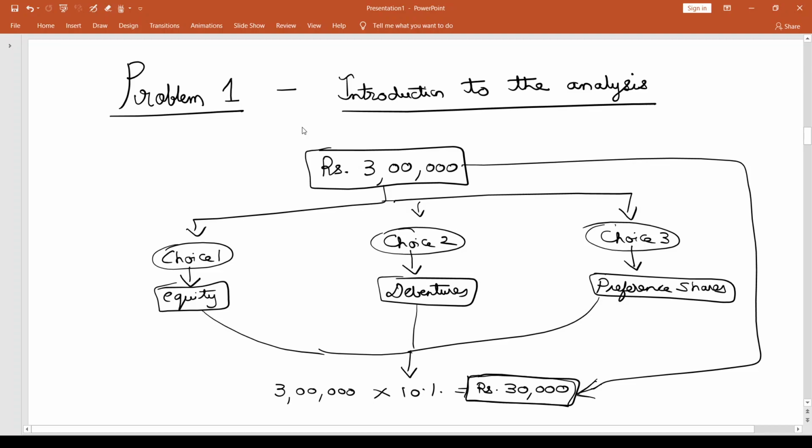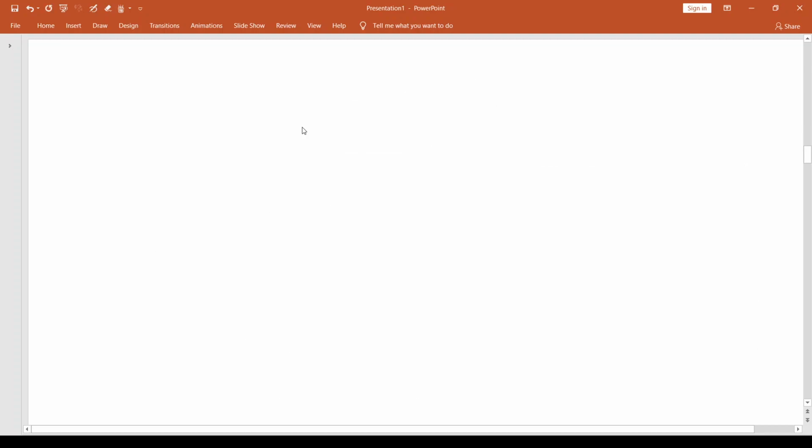But is the EPS going to be the same? Definitely not, because each choice has to do with one specific type of financing, and that's definitely going to have an impact on the EPS. Let us see how that's going to have an impact on the EPS, and that's what we are going to find out in this analysis.